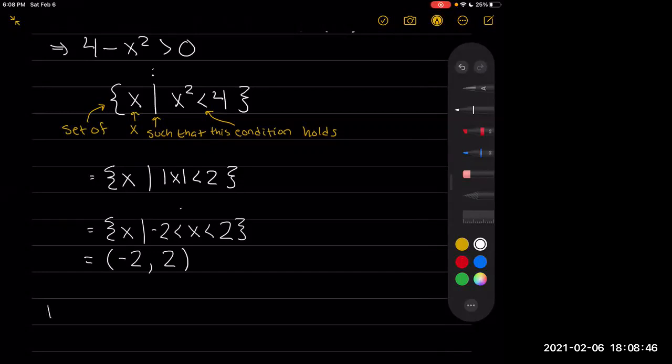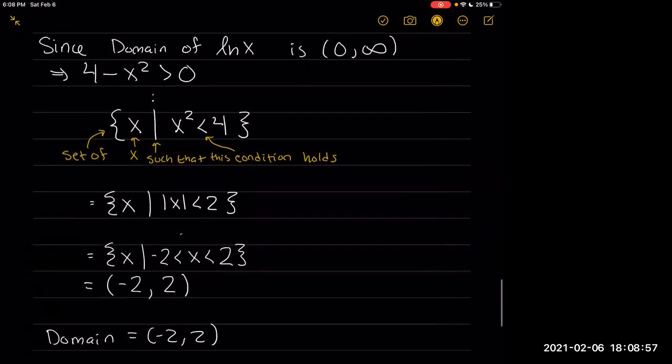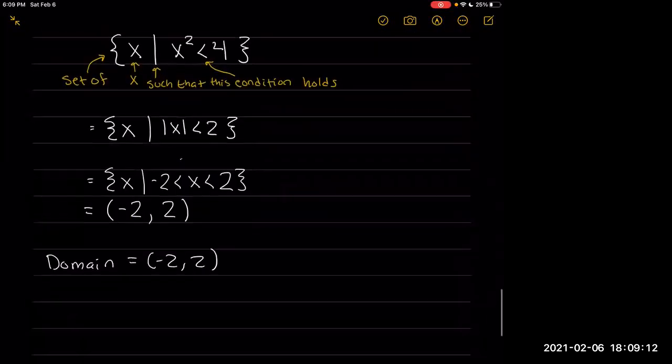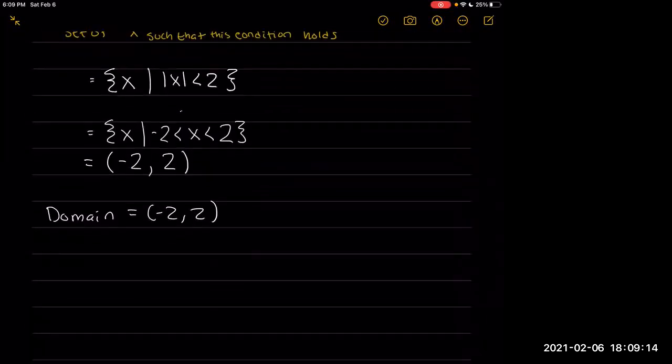So therefore, the domain is -2 to 2. We can take x's in this interval and plug them into our initial equation up here, natural log of 4 minus x squared, and those values will give us outputs that are real. They won't give us an error or anything like that. So that is how you find the domain of some of these functions.